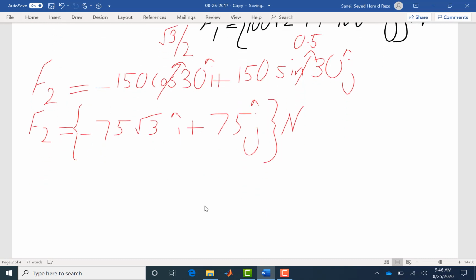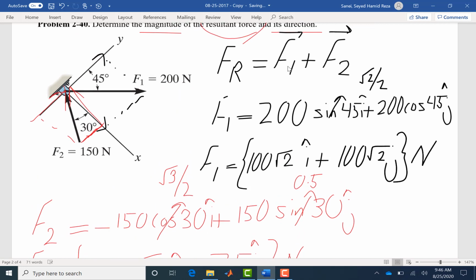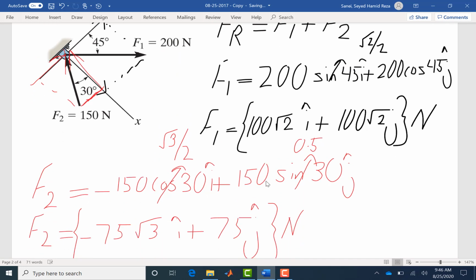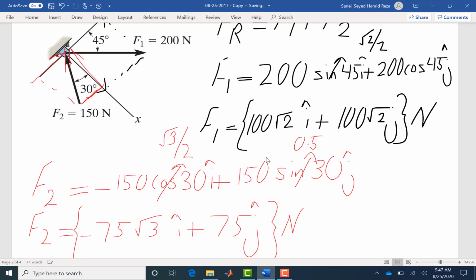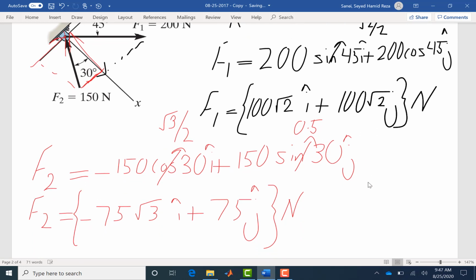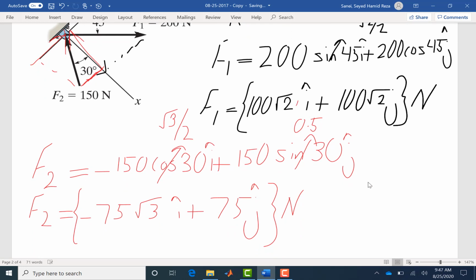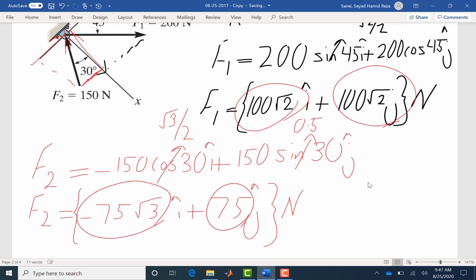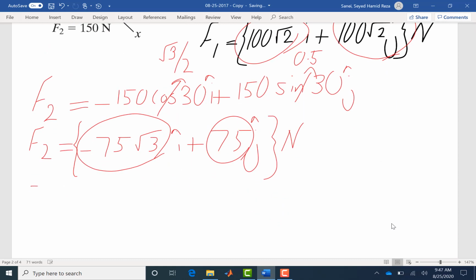So if I want to add the vectors together, F1 and F2, now I wrote my vectors in Cartesian components, so I can just add the components. I have x here and here. I add these two together and I add these two together. And they are in the same direction: i and i, j and j. So that makes it easy for me.